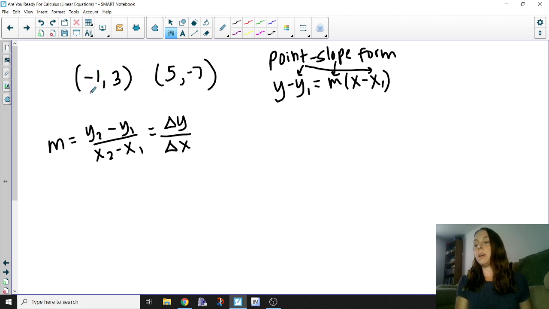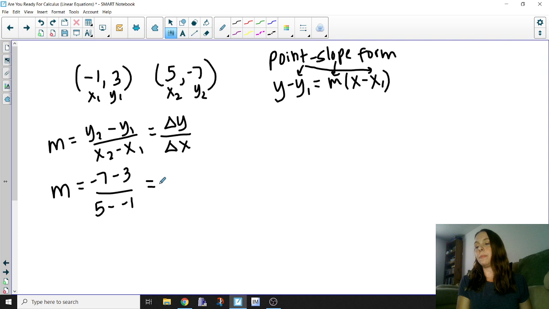The first ordered pair, we would call x1, y1. Remember, each ordered pair has an x and a y. The second ordered pair is the second x and y, so let's call it x2, y2. Now, subbing in these values to the formula, we get negative 7 minus 3 over 5 minus negative 1, since x1 is negative 1.